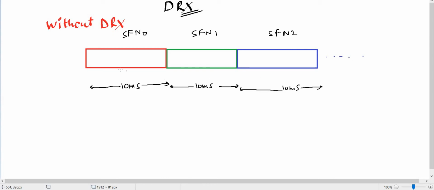Now if you go inside this radio frame, you will find 10 subframes, and each subframe is of 1 millisecond: 0 1 2 3 4 5 6 7 8 9. So there are a total of 10 subframes inside an LTE radio frame, and each subframe is of 1 millisecond. Now I'm going to expand this one subframe.